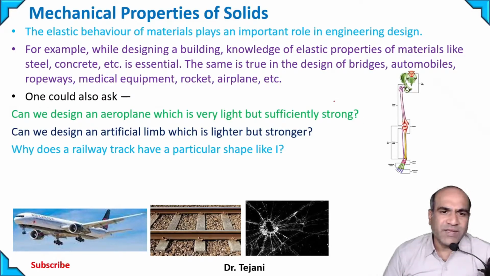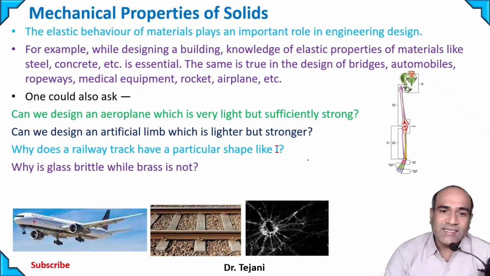Why do railway tracks have a particular shape like an I section? You must have seen the railway tracks, and they have this kind of I shape. It is not a T shape, not a rectangle shape, but why is there an I shape? You can find this answer by studying these mechanical properties.